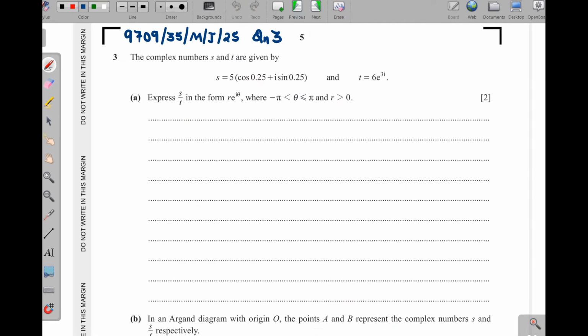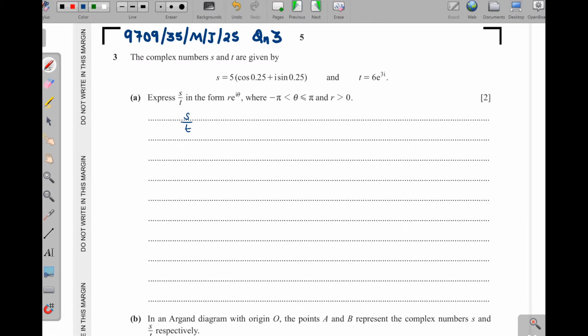Question 3 is coming from complex numbers. The complex numbers s and t are given by this equation here, and then this one. Express s over t in the form r e to the power of i theta, where theta ranges from negative pi to pi and r is greater than 0. Okay, so we have s out of t.